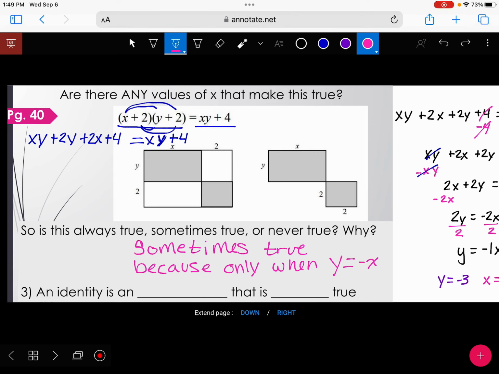And the reason we care is because of something called an identity. Identities are one of those things we use in math all the time. We just don't ever really put words to it. An identity is an equation or an expression that is always true.